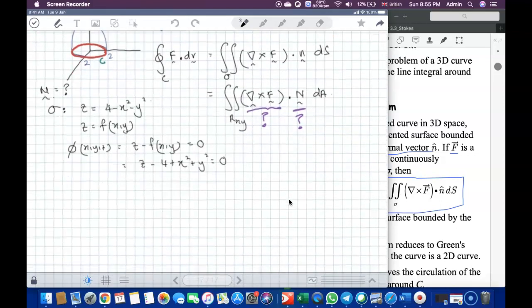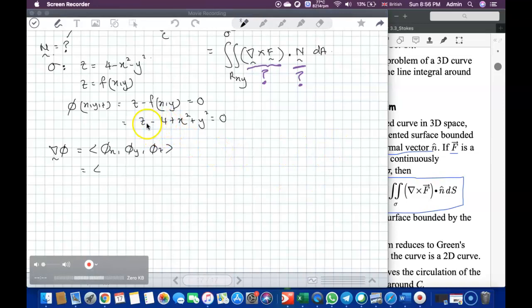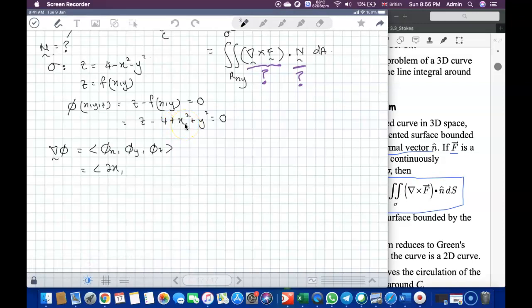Hopefully you remember that. So now you have to find the grad phi. Remember, to obtain the normal vector, you first compute the gradient of phi, so it becomes vector form. You have to obtain phi x, phi y, and phi z. For phi x, you differentiate phi with respect to x, so it will give you 2x, for y it will give you 2y, and for z it will give you 1. So that is your grad phi.